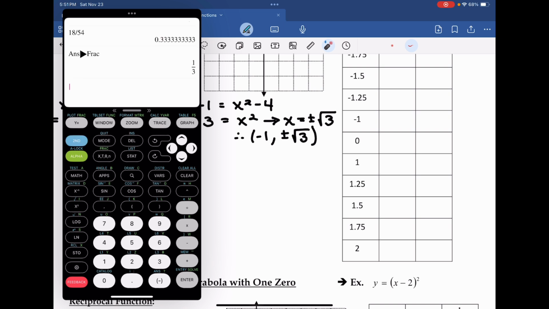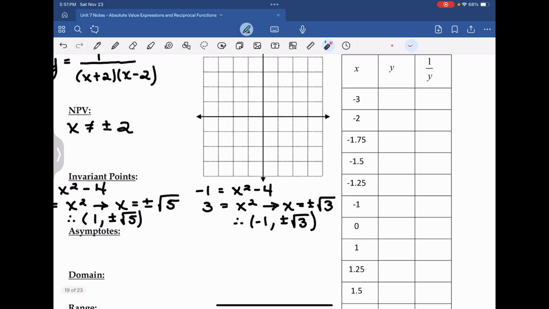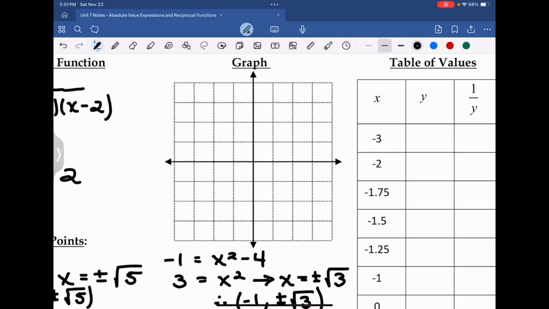Let's just exit this for 2 seconds. We're going to calculate the value roughly of the square root of 3 just so that we have it. So the square root of 3 is this. The square root of 5 is going to be equal to this. So 1.73, and it's plus or minus that at -1. So let's go to -1, which is going to be here. And then we go to negative 1.73, roughly about here, there's an invariant point. And if we look at the positive version, it's roughly about here. So there are our first 2 invariant points.